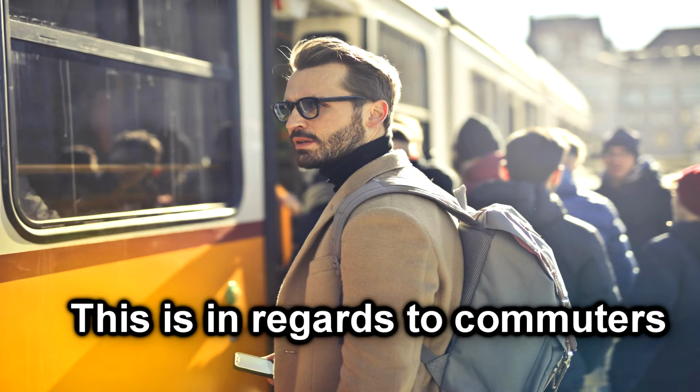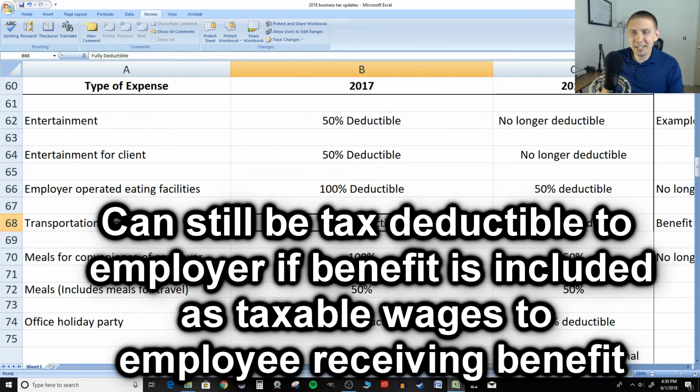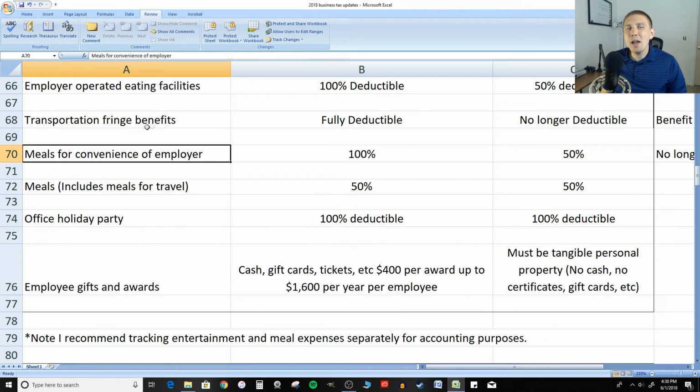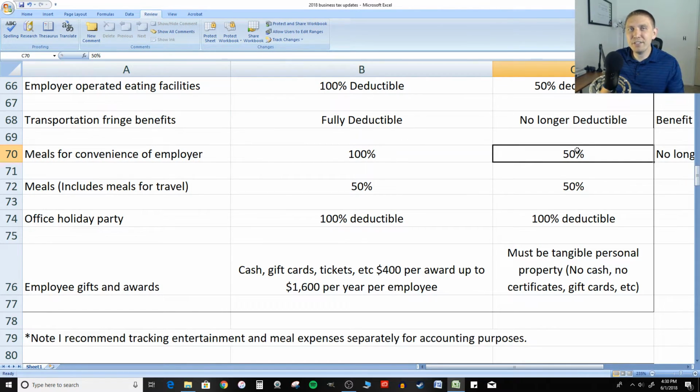Well, starting in 2018, this is kind of a bad thing for employees. It's no longer deductible for the employer. So the employer can still give the benefit, but now it's going to be included as taxable wages on that employee's W-2 if they're getting paid or compensated for transportation costs. Meals for convenience of the employer. So this is when an employer brings in meals to their office so that employees don't have to go out and about. They can eat their meal right there and keep working. So in 2017, it was 100% deductible. 2018, going forward, it's only 50% deductible.